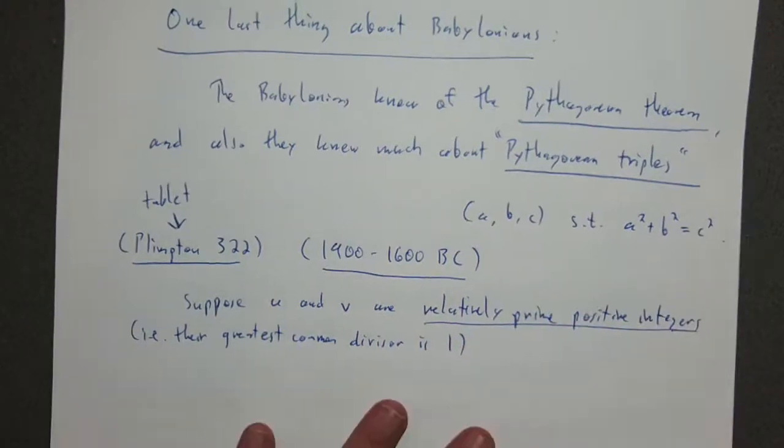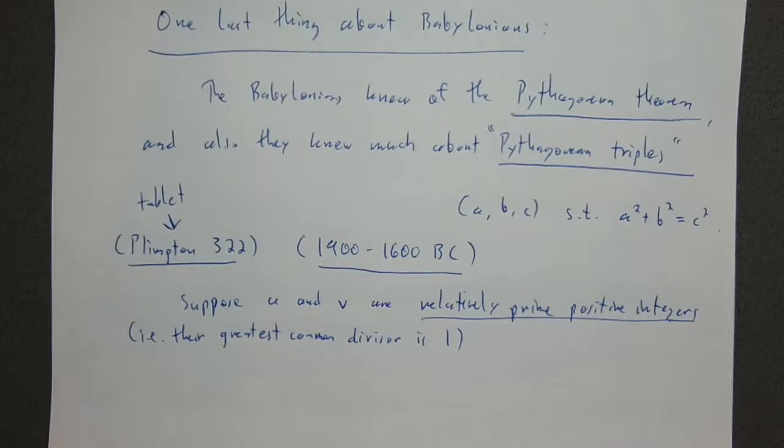Okay, so what are some examples of relatively prime positive integers? If you take two prime numbers, then those are relatively prime. Of course, they don't have to be. That's why we use the word relatively prime, because they're prime relative to one another.